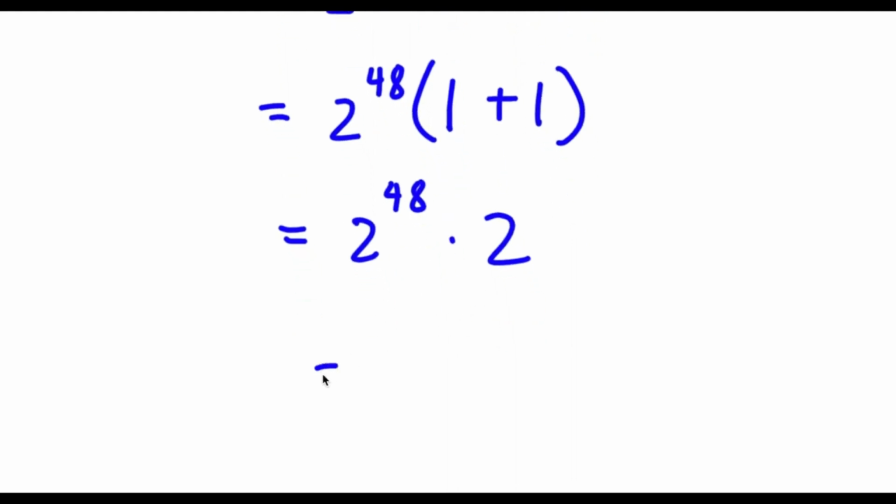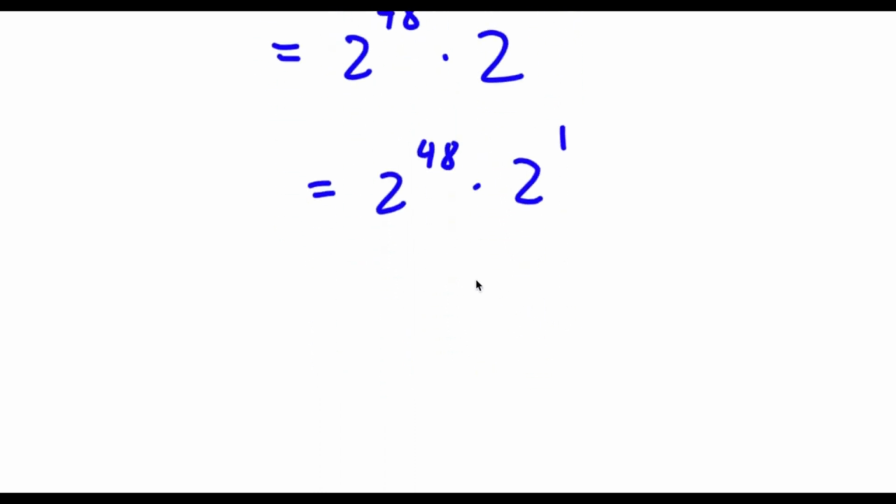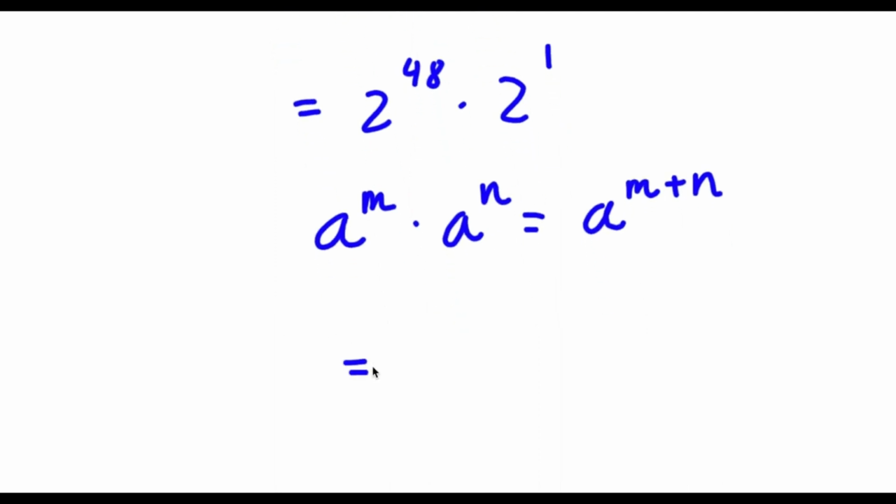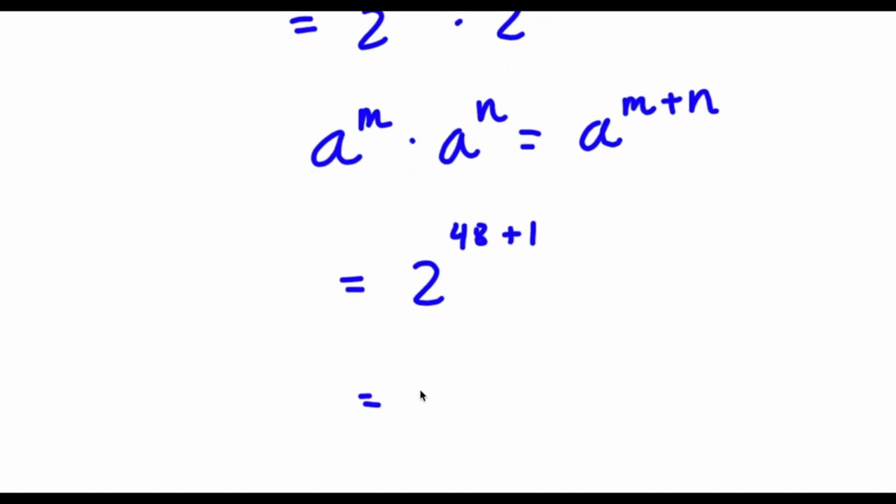Now 2 here, this is the same thing as 2 to the power of 1. And now if I have something in the form a to the power of m times a to the power of n, this is equal to a to the power of m plus n. So 2 to the power of 48 times 2 to the power of 1, this is equal to 2 to the power of 48 plus 1, which is equal to 2 to the power of 49. So this is my answer.